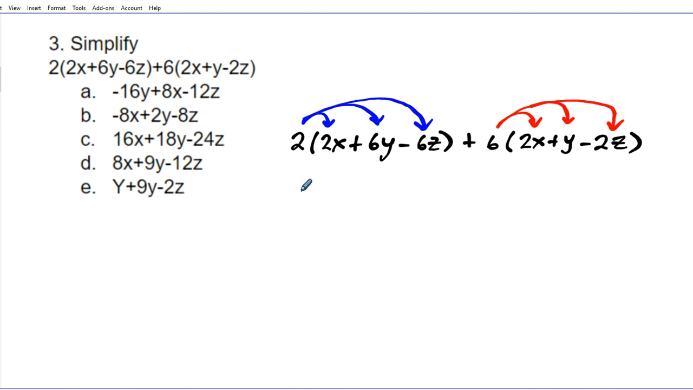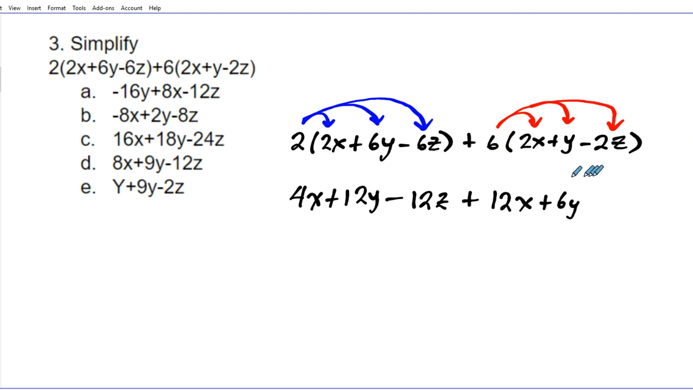6 gets distributed to every single term in the parentheses. So as a result, we're going to have 4x plus 12y minus 12z. And then we have 12x. 6 times 2 is 12x. 6 times y is 6y. Minus 6 times 2z is 12z.